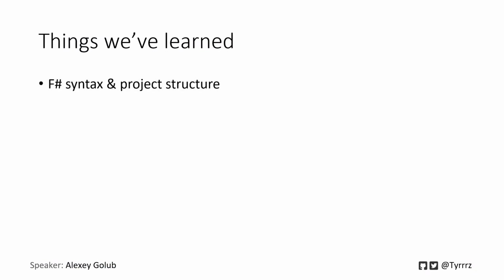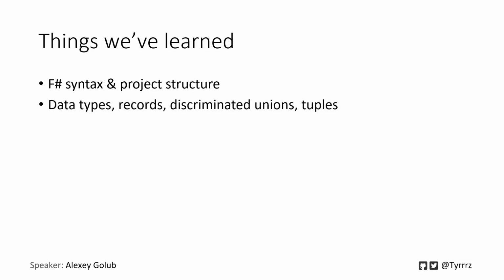One of the first things that we've learned is, of course, the F# syntax, how you define values, functions, and types, and also the project structure. The major difference here compared to C# is that the order of files in a project actually matters in F#. Besides that, we also looked into data types that F# provides, as well as how to define your own records, discriminated unions, and tuples. Of course, we also looked into pattern matching, which is used ubiquitously in F#, and functional composition that we've used thoroughly to build our own parsers.